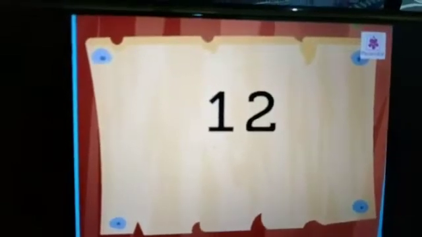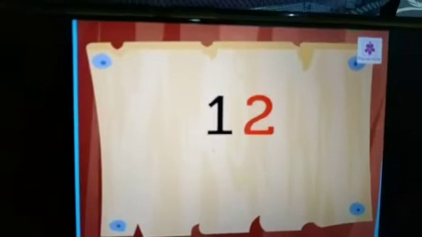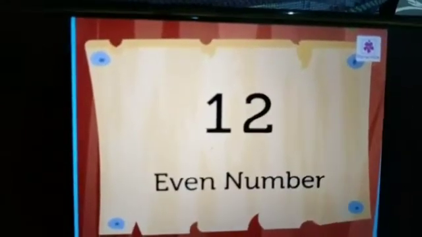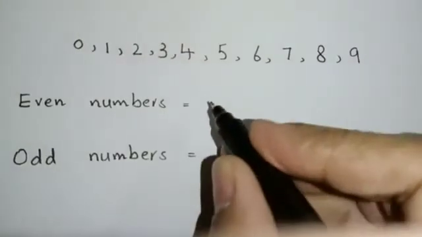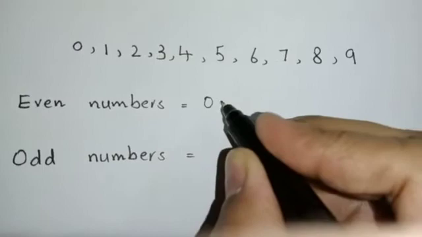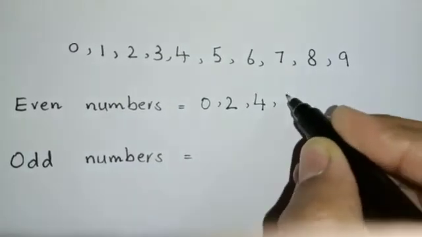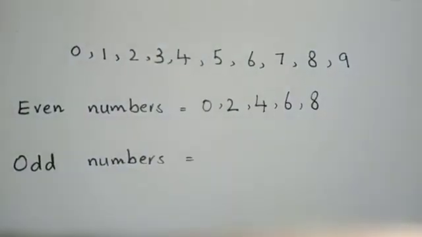It's 12. Look at this. On the ones place it's 2. So it is an even number. 12 is an even number. So 0, 2, 4, 6 and 8 are called even numbers.